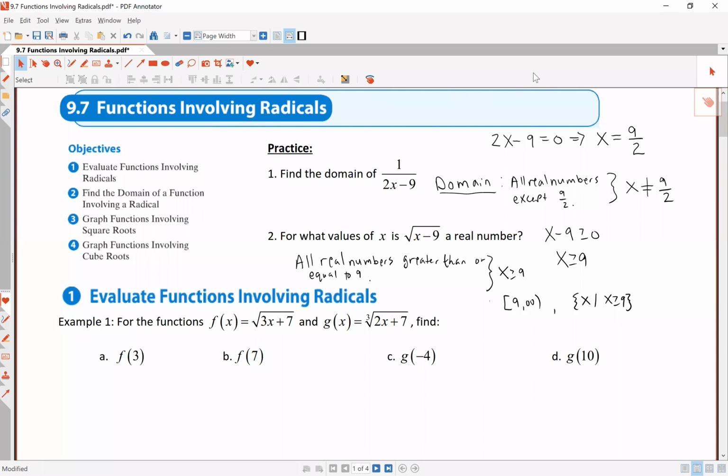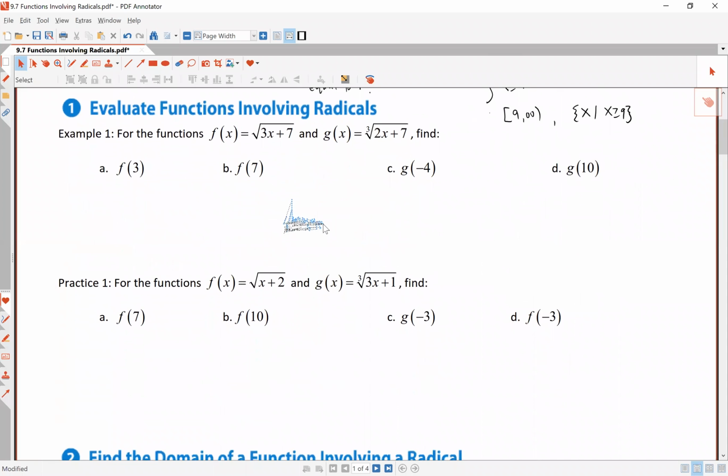This video covers section 9.7, functions involving radicals, objective 1, evaluate functions involving radicals. We have two different functions here. One's the square rooting function and one's the cube rooting function.